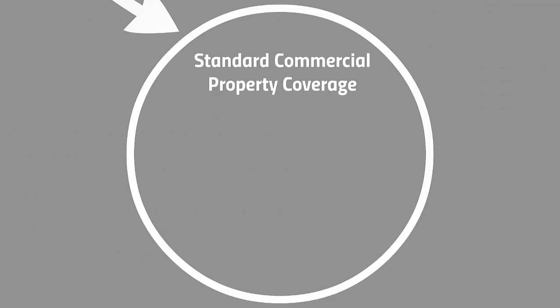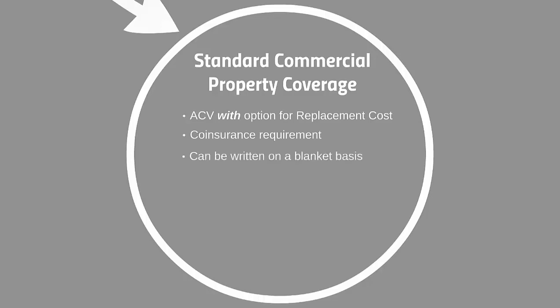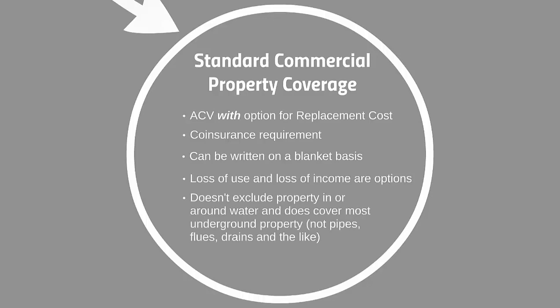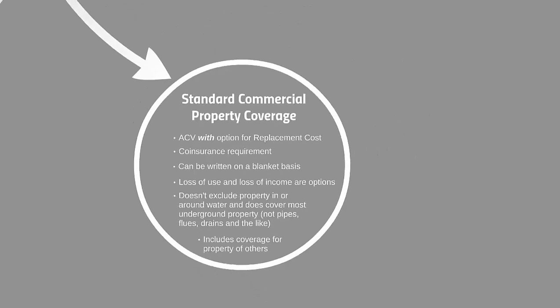By comparison, the Standard Commercial Property Coverage Form offers actual cash value coverage with an option for replacement cost, as you remember. It does have a co-insurance requirement. It can be written on a blanket basis, of course, and it does offer a loss of use and loss of income option. It doesn't exclude property in or around water and does cover most underground property other than pipes, flues, drains, and the like. And of course, it does include coverage for property of others.